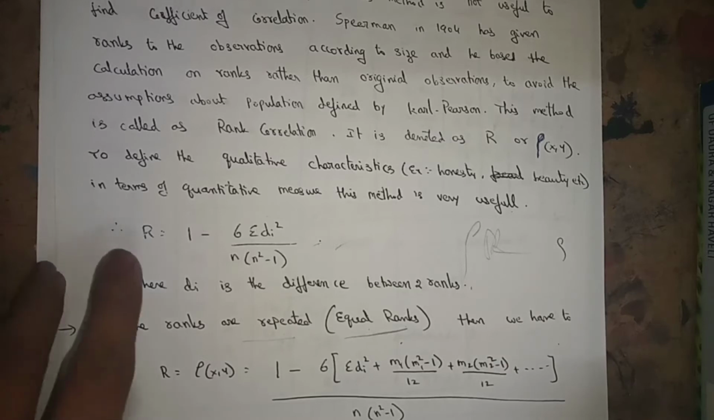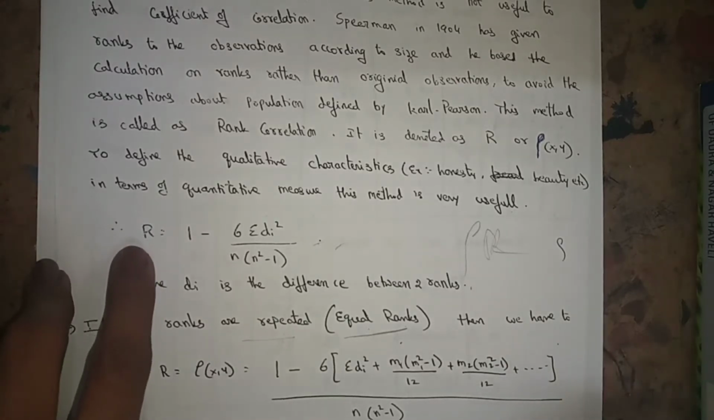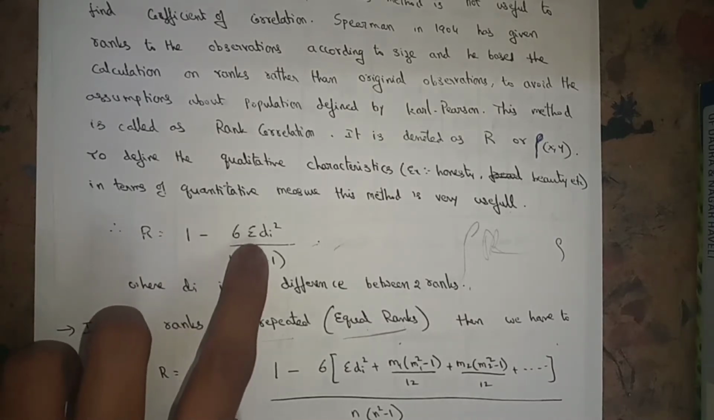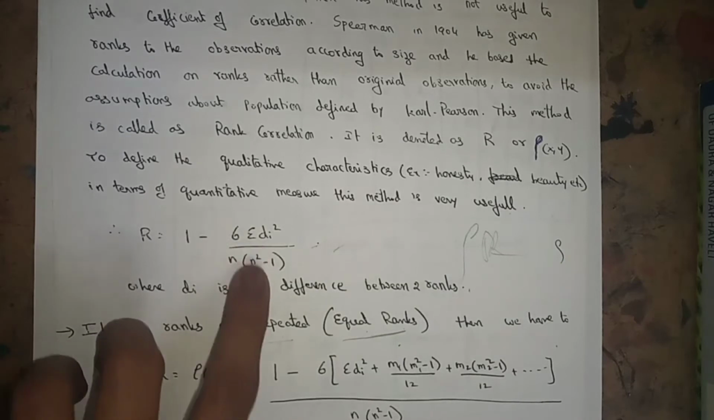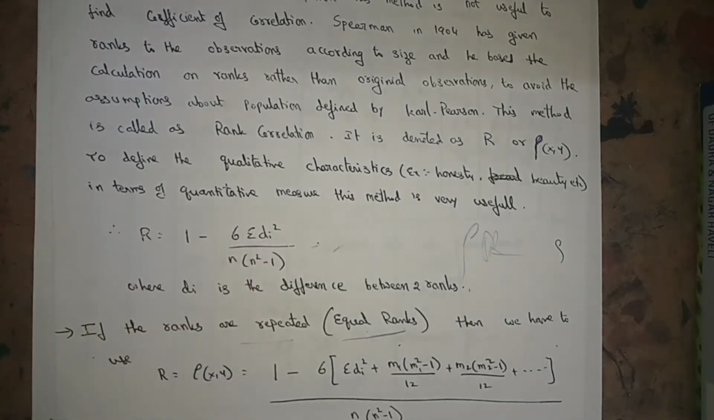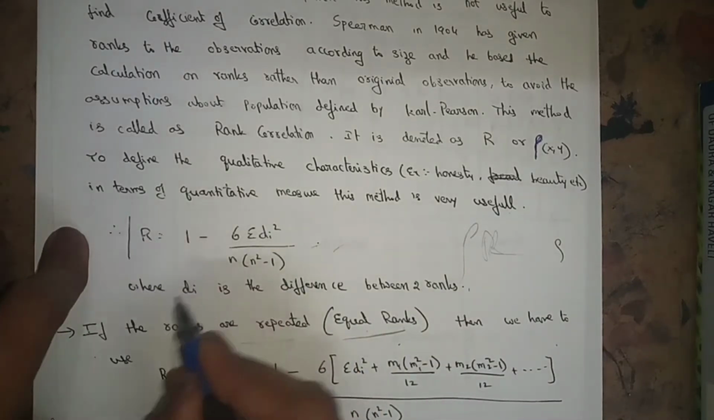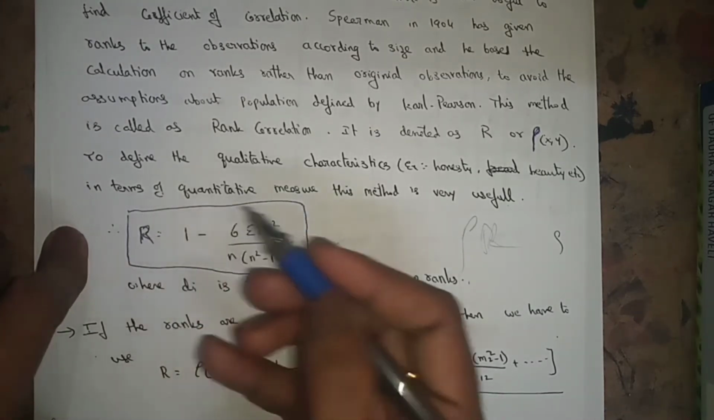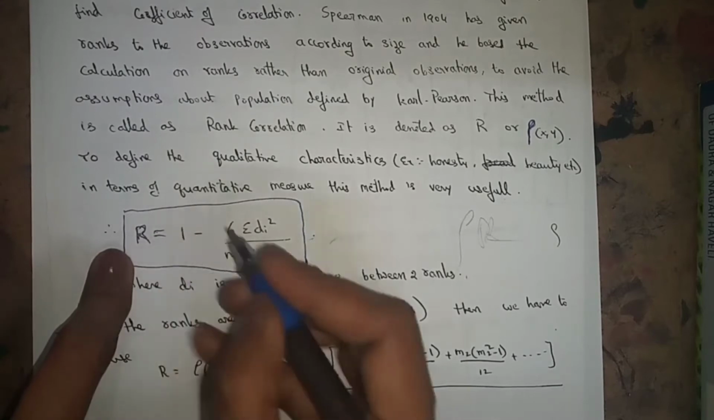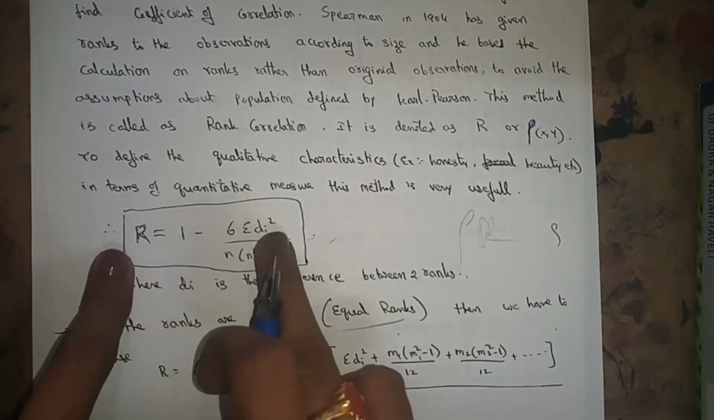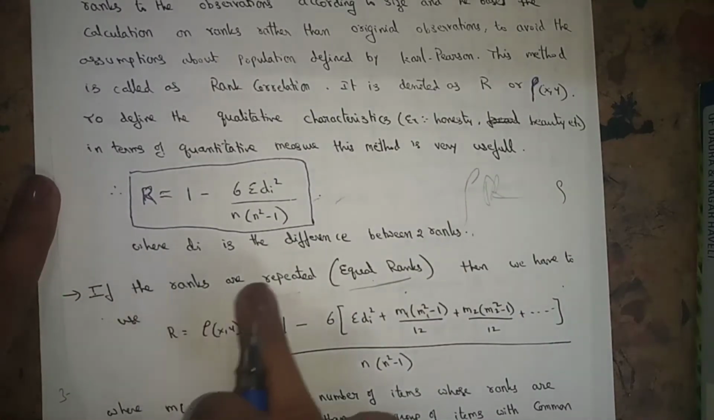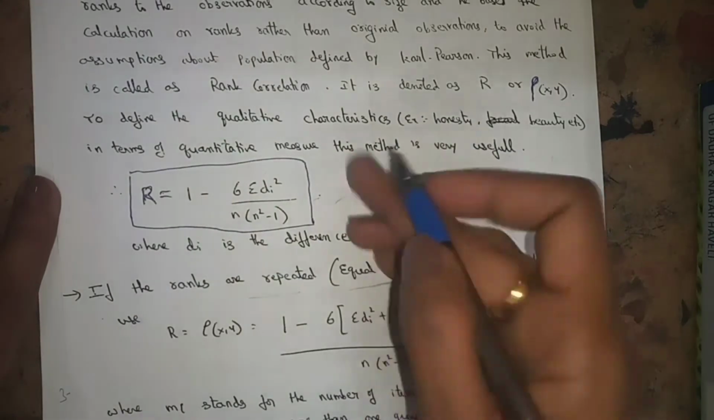The formula is capital R, R rho of xy, is equal to 1 minus 6 sigma di square by n into n square minus 1, where di is the difference between two ranks. If the ranks are distinct, we have to use this formula.